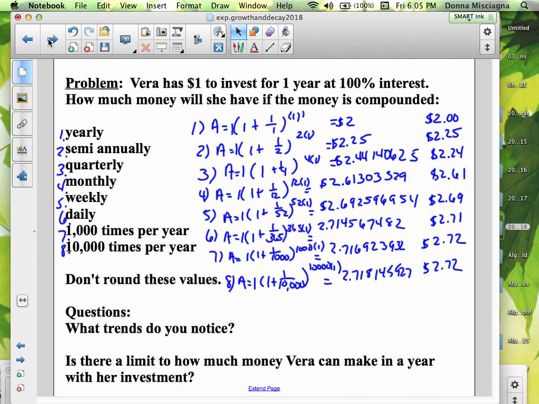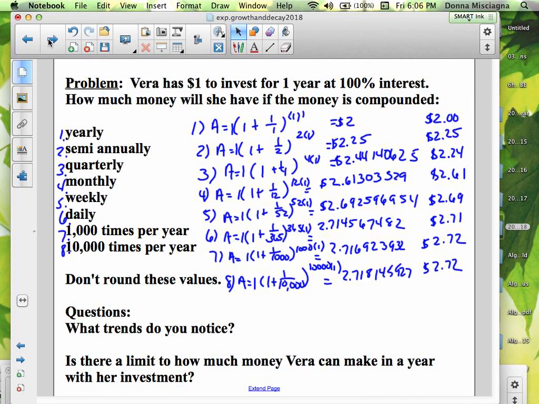Well, the first one I calculated without a calculator. How about that? Because I had 1 plus 1, 2 to the first power. So that was $2. All right, so if it's only compounded yearly and she's getting 100% interest, of course she's going to double her money. That makes sense, right? But you see, if it's compounded twice a year, then she's going to make a little more money, right? Because we're going to calculate it twice. And so whatever money she made the first time is going to earn interest. That's going to get her a whole extra quarter. So here we'd be raising 3 halves to the second power, and she'd get $2.25.